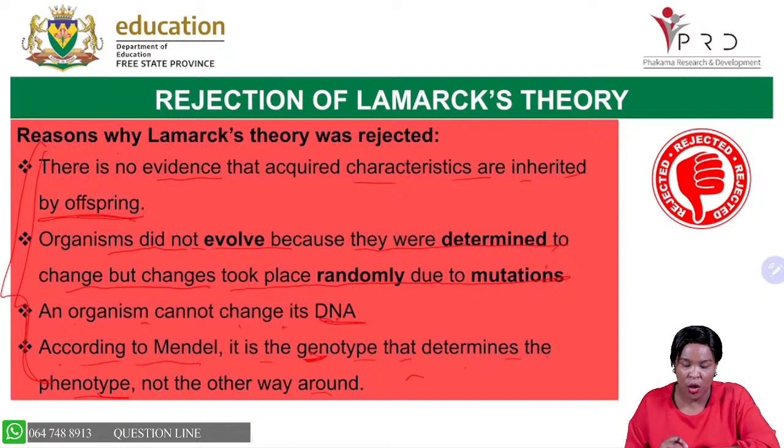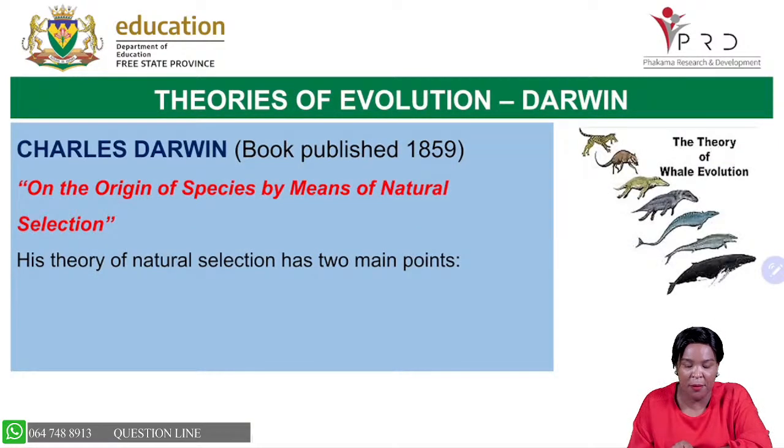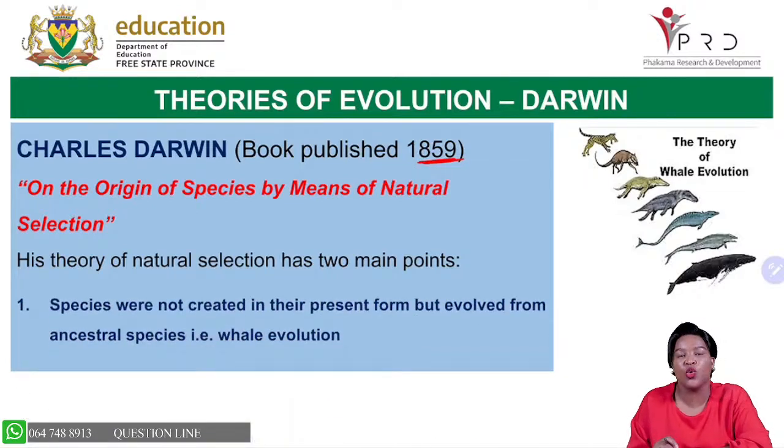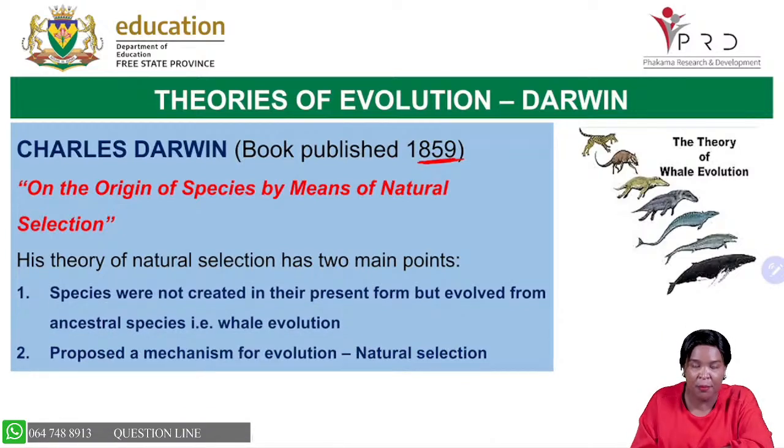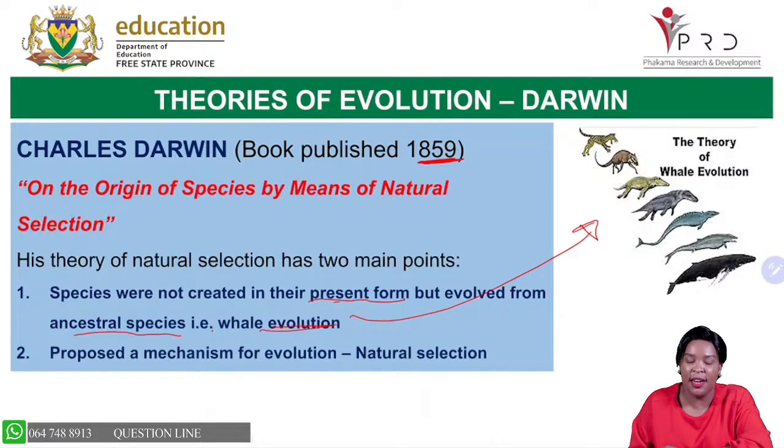Then we come to the theory of evolution by Darwin. Darwin wrote a book, The Origin of Species by Means of Natural Selection. He published this book in 1859. Now, his theory of natural selection has two main points. The first main point is that species were not created in their present form, but they evolved from ancestral species. That is the whale evolution. So he used this whale evolution as an example.